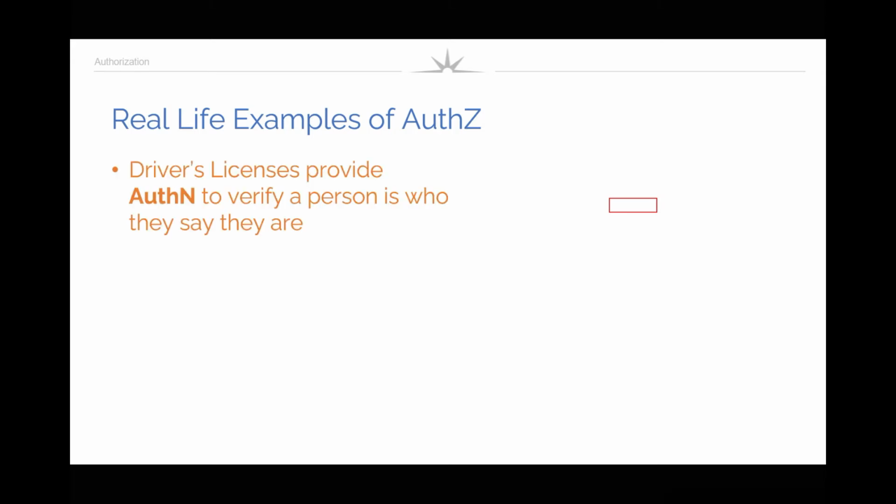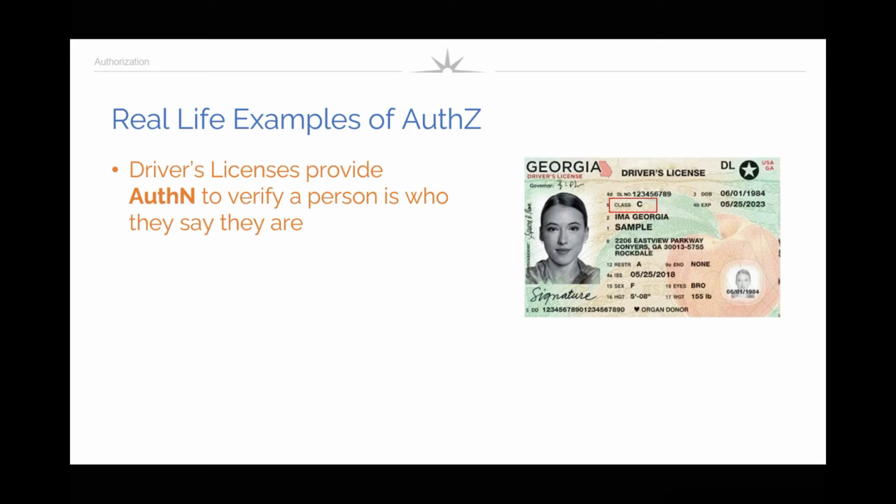Now, sticking with our driver's license example from the authentication part of the series, authorization plays into driver's licenses in a very similar way. After a user can be authenticated, as in you verify who someone is during a traffic stop by looking at their driver's license and then looking at that person's face, you can also then verify that they're actually qualified to be driving the vehicle that you've pulled them over in as a police officer.